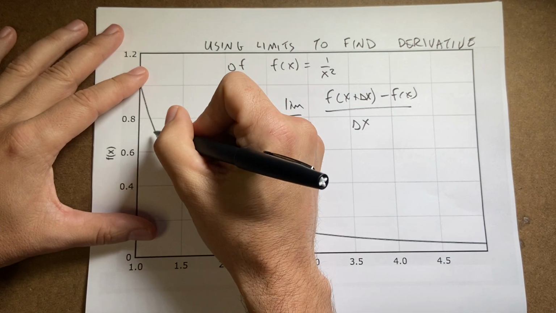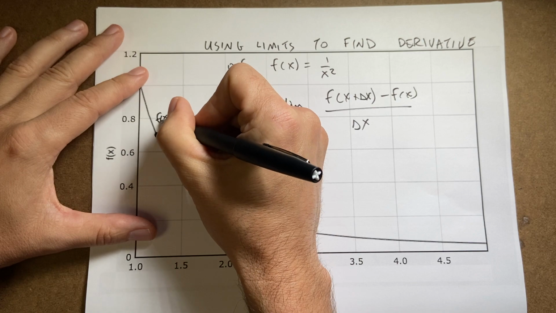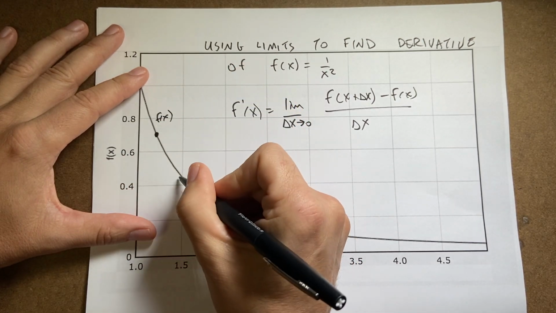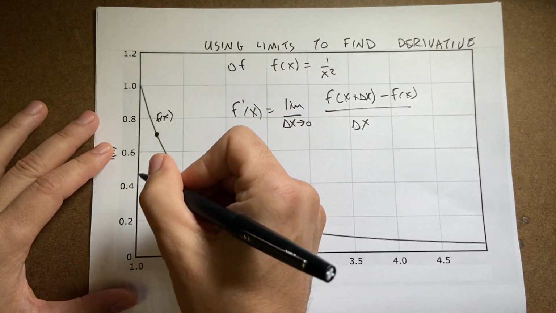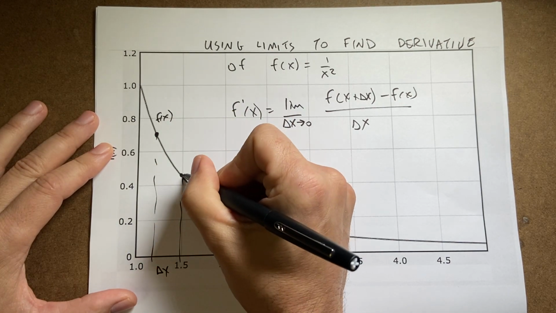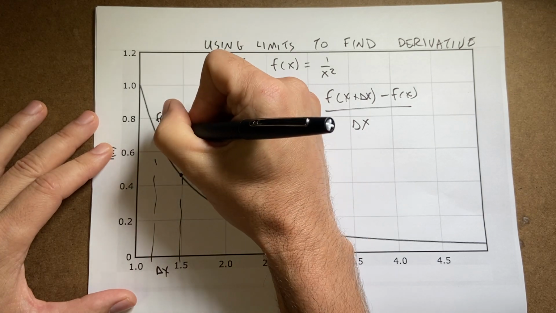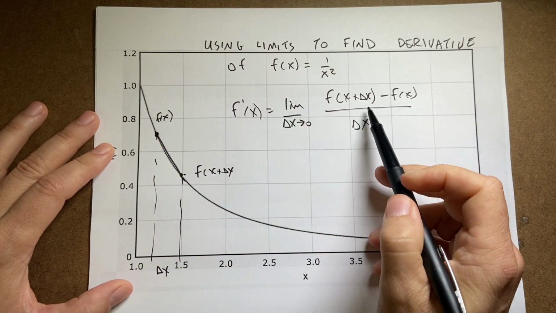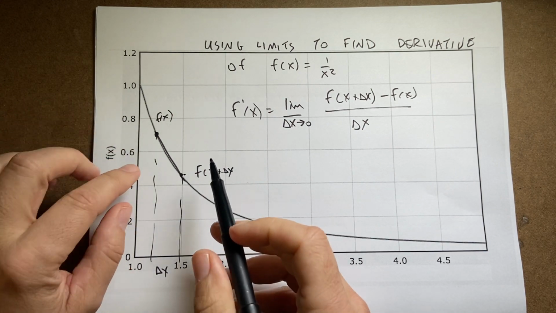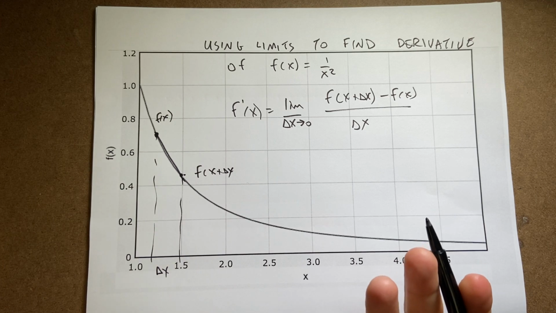So this is essentially the slope formula, right? Here I have f of x. And now if I move forward some amount, delta x, then this is going to be f of x plus delta x. I can use the slope formula between those two points. Then I take the limit as the step size goes to 0, and I get my derivative.